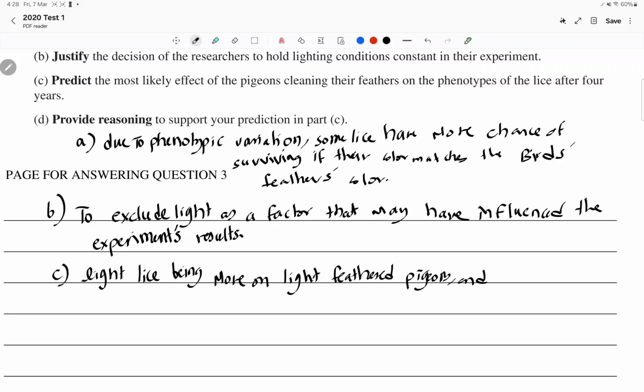This is too complex. Mister, are you checking the answer key? Yeah, it's right there, and mine is as complicated as theirs, so we're good. So for that question, if I said the light lice goes with the white pigeon and the dark lice goes with the dark pigeon, that's perfect. That's what I'm saying, but you say it in a complex way. Being more on dark.